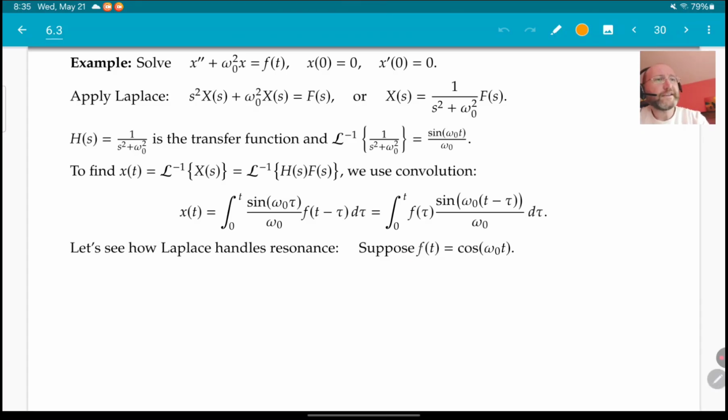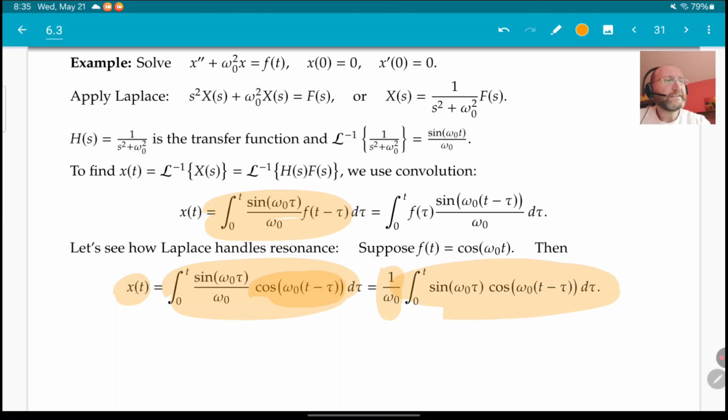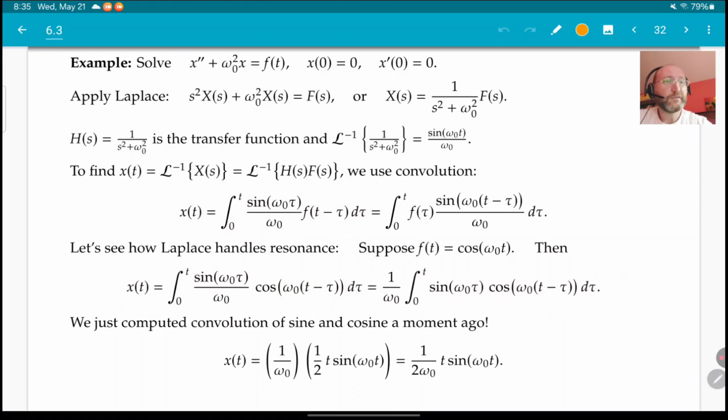So suppose that f is cosine omega t, right? Then we just plug into this formula over here. They're both the same, so let's just use this one. So we have x of t is just this thing over here. I'm just going to pull out the omega naught. We get this convolution, and before we solve this, we found what this was.